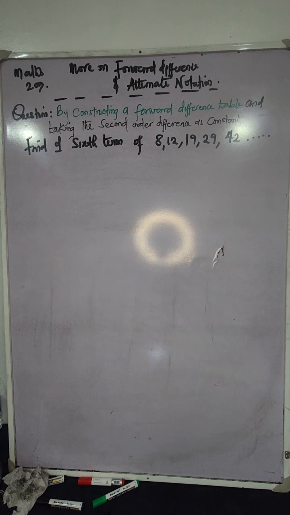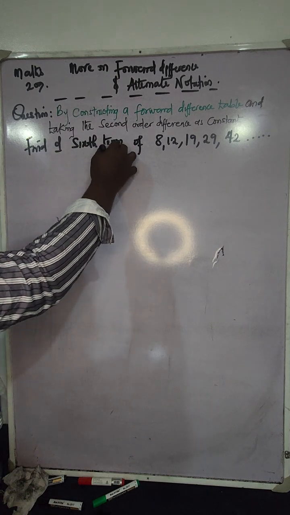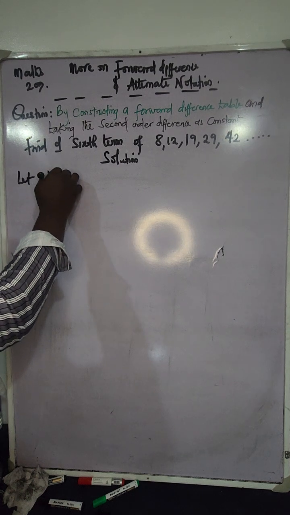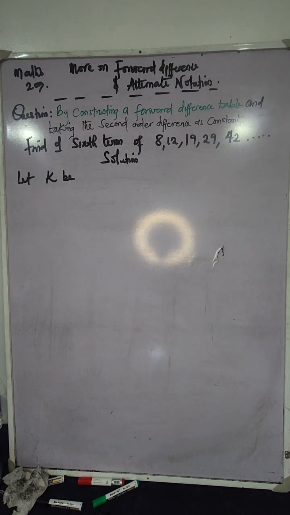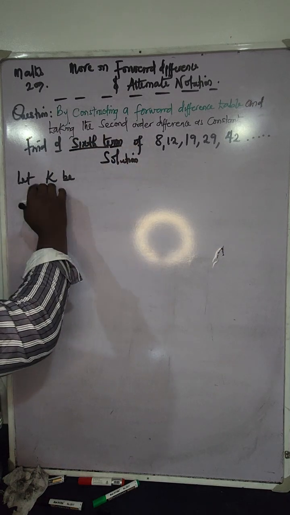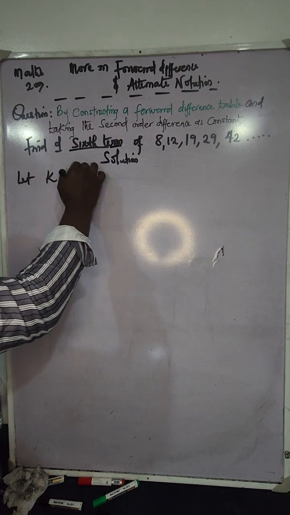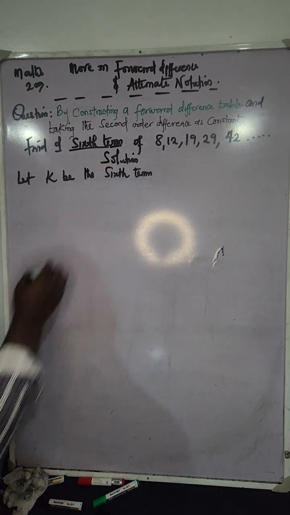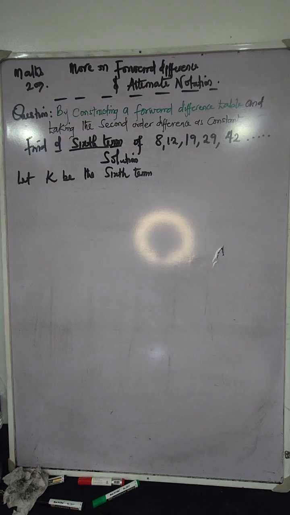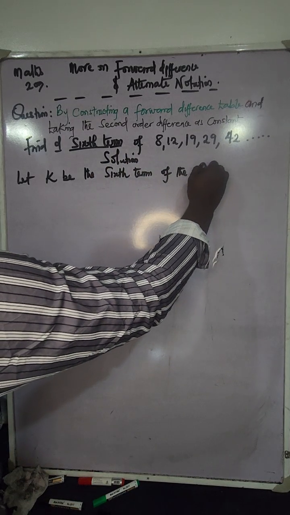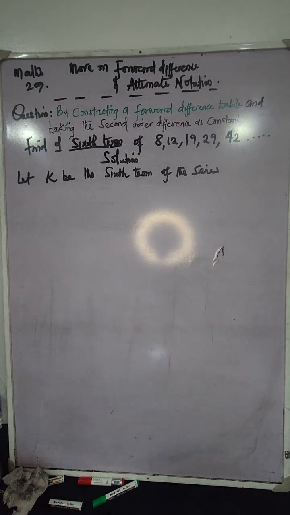So we say, let's solution. Let k be the sixth term. Since we're finding the sixth term, let k be the sixth term of the series. So what will be the difference table?